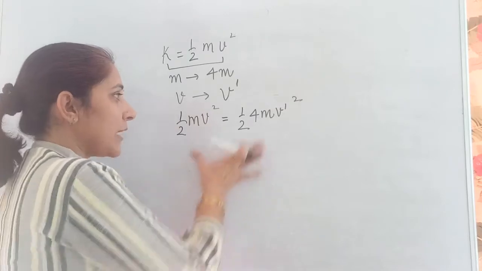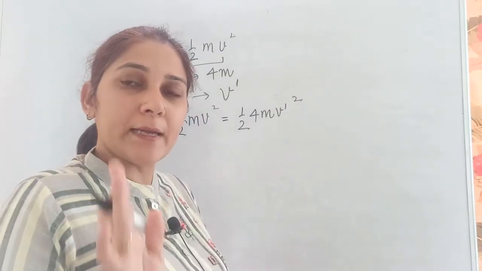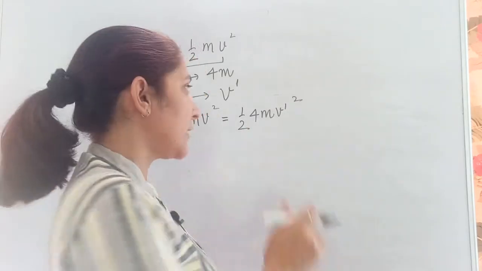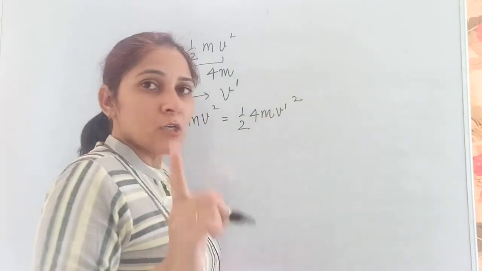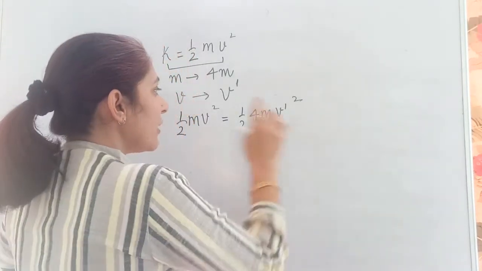These two are same, the values are same. They are saying the value of kinetic energy is same, but you need to find out what is the value of new velocity, so that the values will be same. So new velocity is v dash.